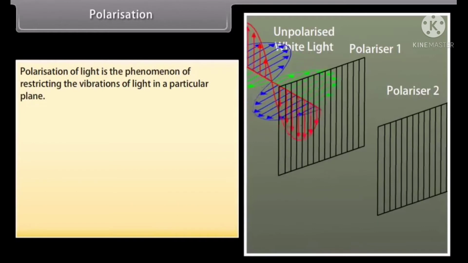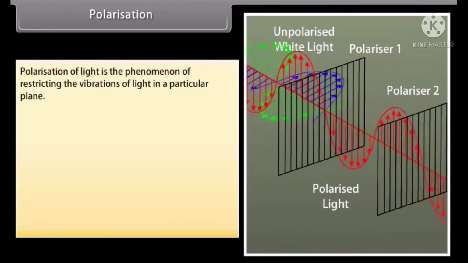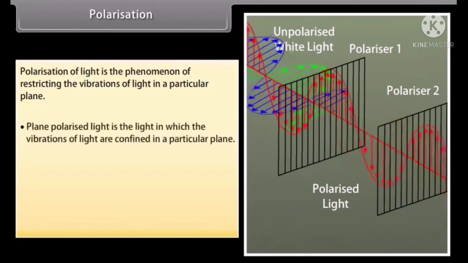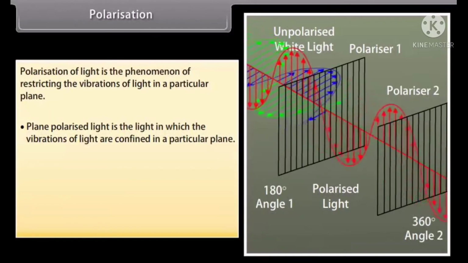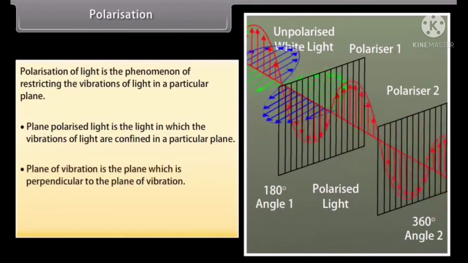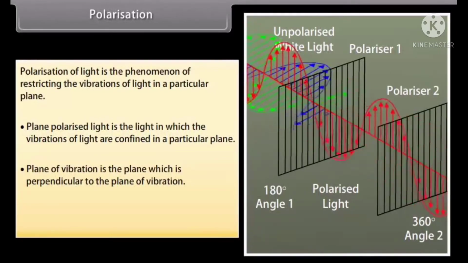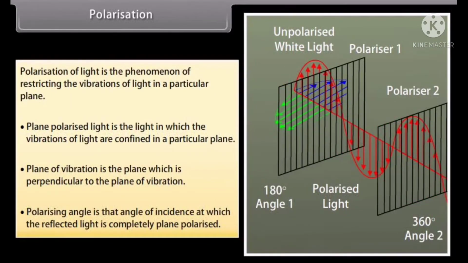Polarization. Polarization of light is the phenomenon of restricting the vibrations of light to a particular plane. Plane polarized light is the light in which the vibrations of light are confined in a particular plane. Plane of vibration is the plane which is perpendicular to the plane of polarization. Polarizing angle is that angle of incidence at which the reflected light is completely plane polarized.